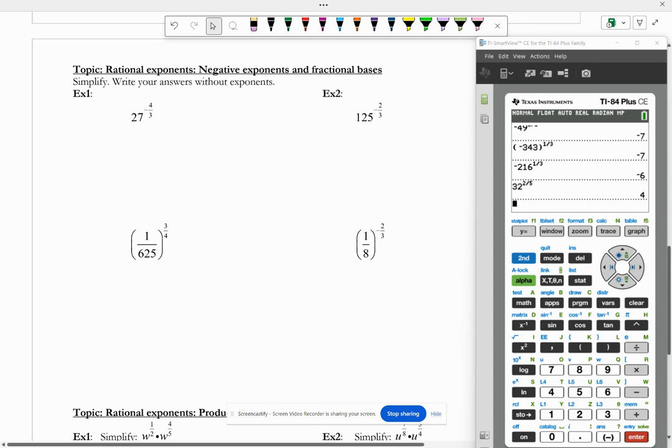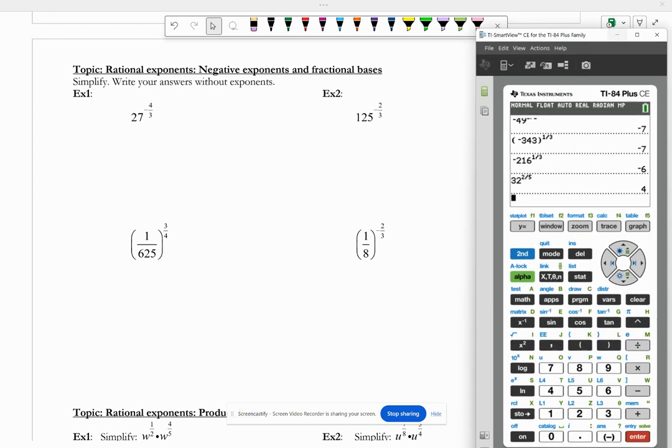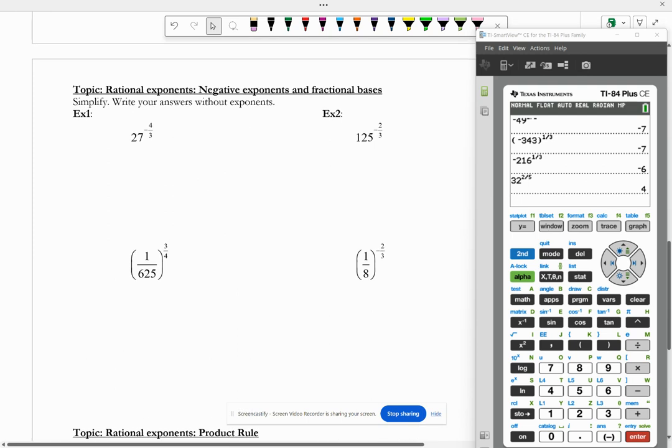Negative exponents are interesting because when you have, I'll move this over here for a second. Oh, I guess not.